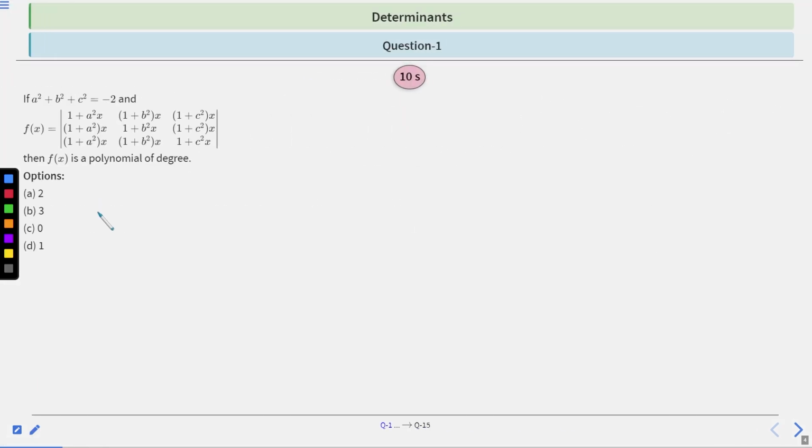Okay, let's start from question number 1. It is given that a square plus b square plus c square equal to minus 2, and f(x) is the determinant with rows: 1 plus a square x, 1 plus b square x, 1 plus c square x; 1 plus a square into x, 1 plus b square into x, 1 plus c square into x; 1 plus a square into x, 1 plus b square into x and 1 plus c square x. Then f(x) is a polynomial of degree? So you have 10 seconds to solve this question. After 10 seconds, we will discuss the solution.